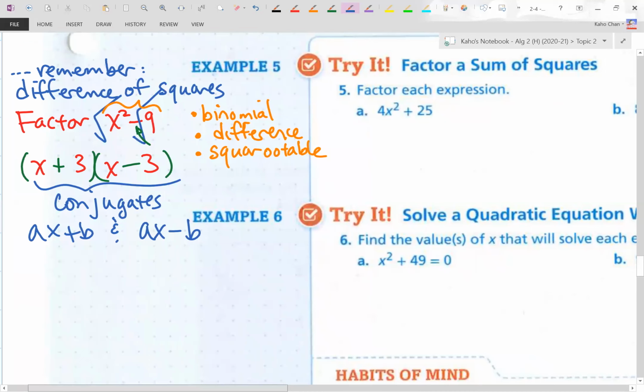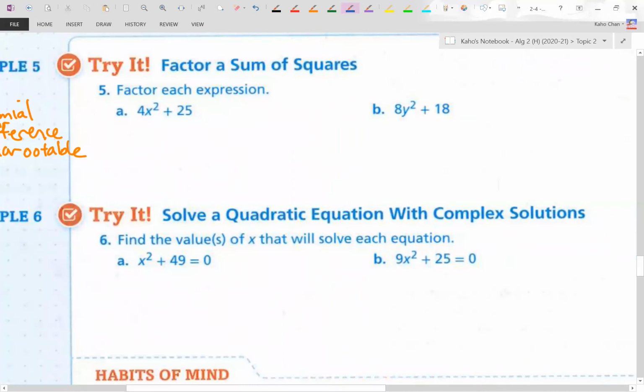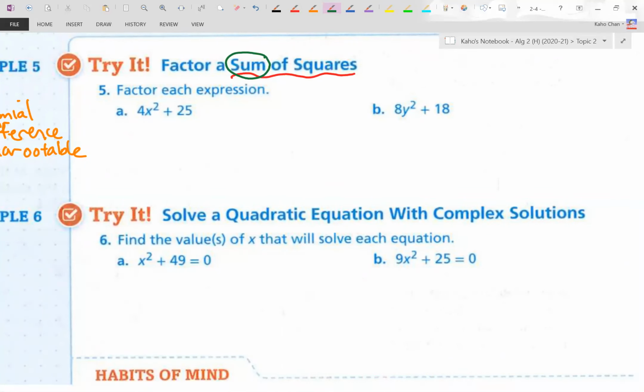Let's take a look at number 5 here, okay? And these two have a little slight twist because of the section. Factor a sum of squares. Now, a second ago, we talked about difference of squares. Here, we don't have, in the real number system, a sum of squares. What you want to do is pretend that we're going to convert this 4x squared plus 25, and we're going to break up that plus sign to make life easier. Watch this. Pretend that 4x squared plus 25 is the same as 4x squared minus negative 25.